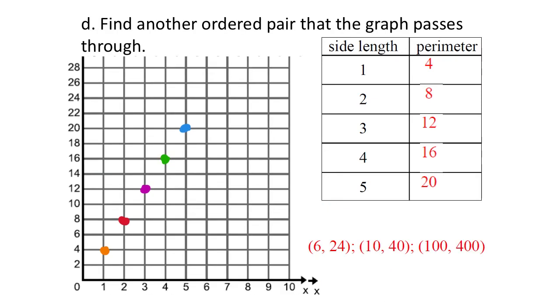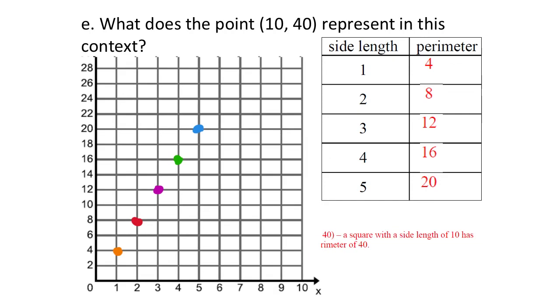So what are some other values we could use? Yeah, if you had a side length of 6 right here, then 6 times 4 is 24, or 10 times 4 is 40, 100 times 4 is 400. You didn't have to use these exact values, but if you did, that's fine as well. Like if you said, well, side length is 7, 7 times 4 is 28, you could have gotten that one as well.